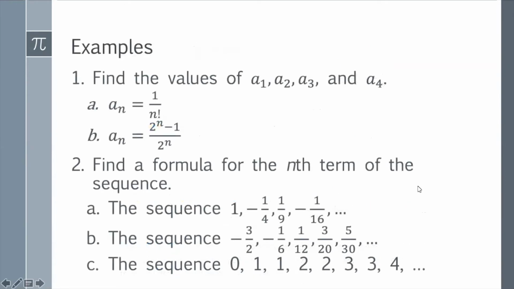All right, so we have reached our first example. Just notice that it's in two groups. In the first batch of examples, we will find the first 4 terms of the sequence. And then in the second batch, we will find a formula for the nth term of the sequence. So let's go over to the tablet.